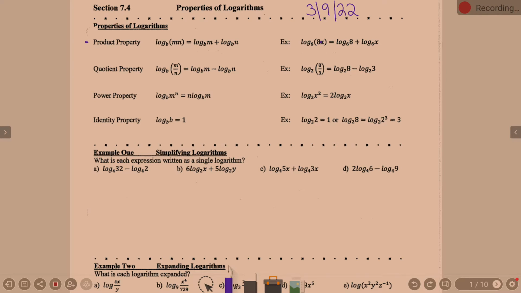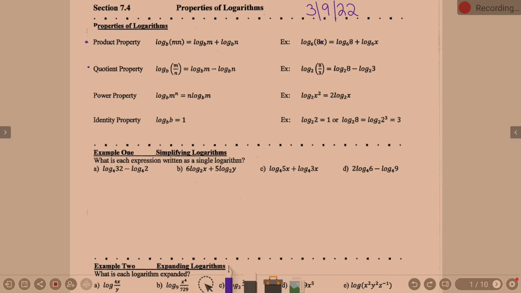We've also got a quotient property. The quotient property connects division with subtraction. So log base b of m divided by n says, okay, if you've got division within a log, it can be rewritten as 2 logs being subtracted. Or 2 logs being subtracted can be rewritten as 1 log where the insides are divided. The example, log base 2 of 8/3. Well, that's 8 divided by 3. That can become log of 8 minus log of 3. Notice the base 2 stayed the same.